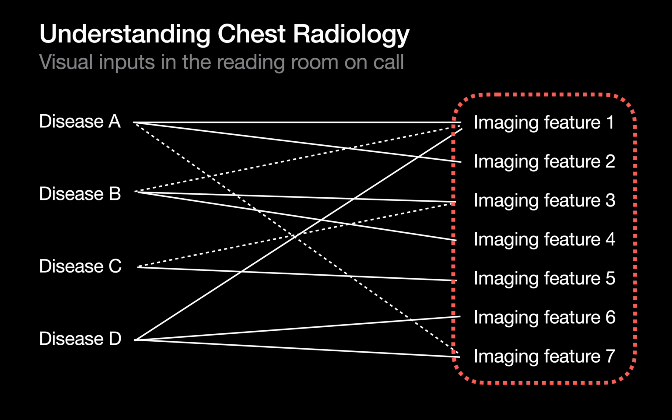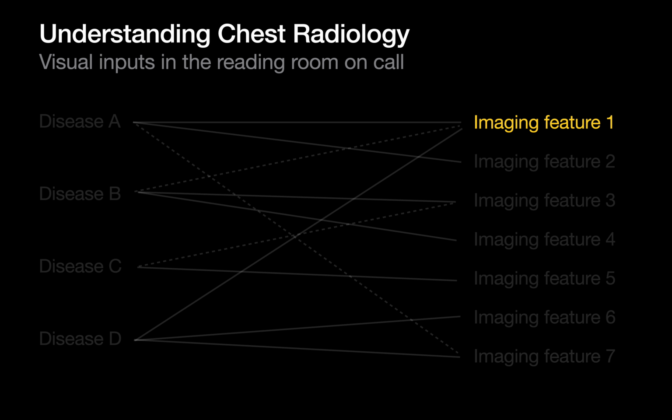Nobody hands you a CT and says, here's disease A. Tell me which of its imaging features are on the CT. Instead, they give you a CT. That's the input. And they want to know, what do you see? And then, what does it mean for this patient?